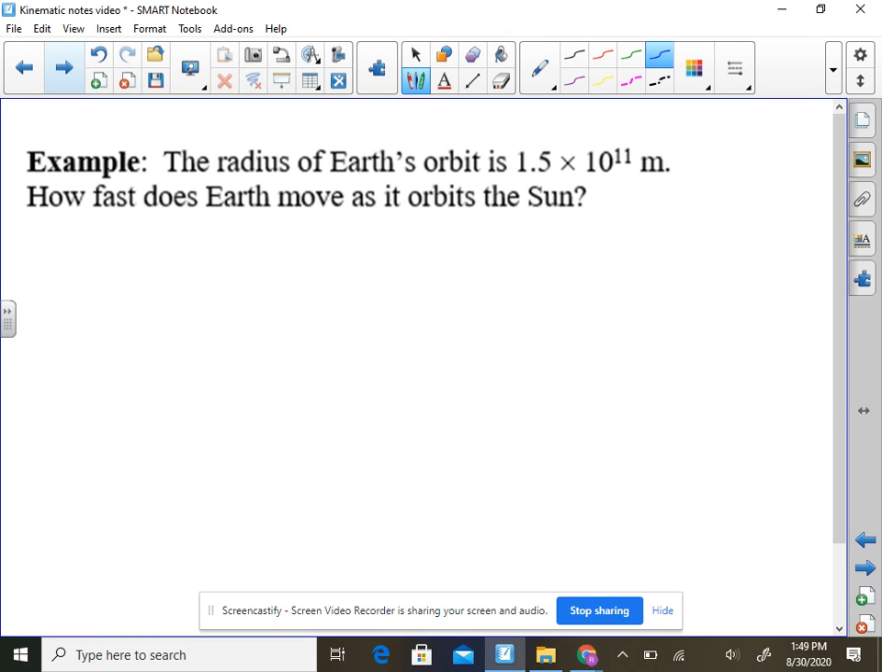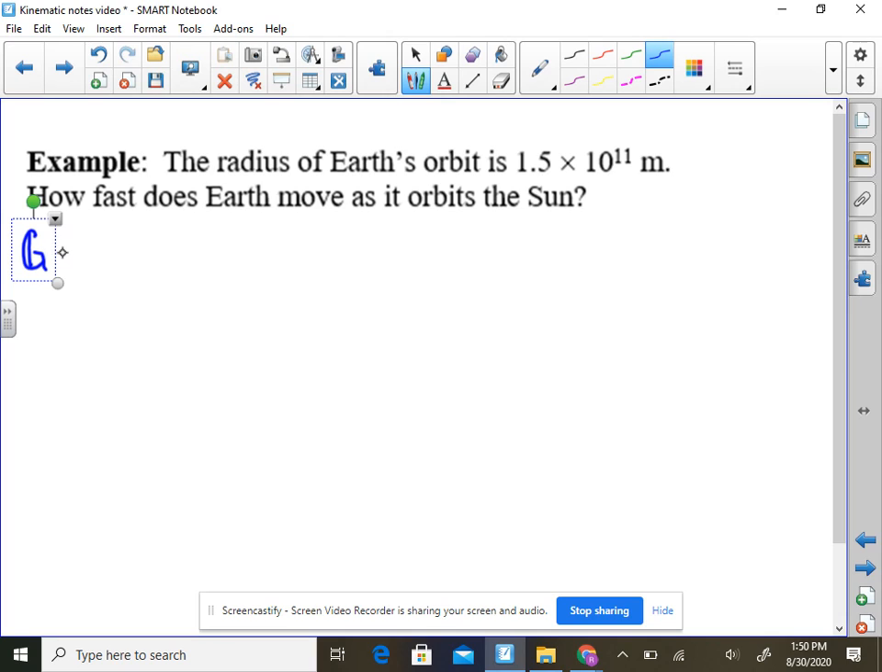And this last problem, we have the radius of Earth's orbit is 1.5 times 10 to the 11th meters. And I want to know, how fast does the Earth move as it orbits the sun? Okay, and so let's write down what we know.